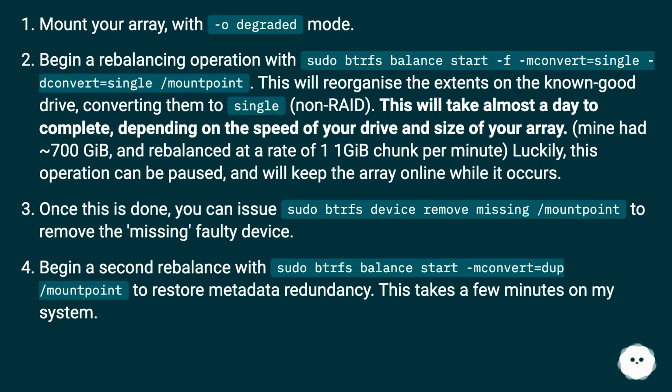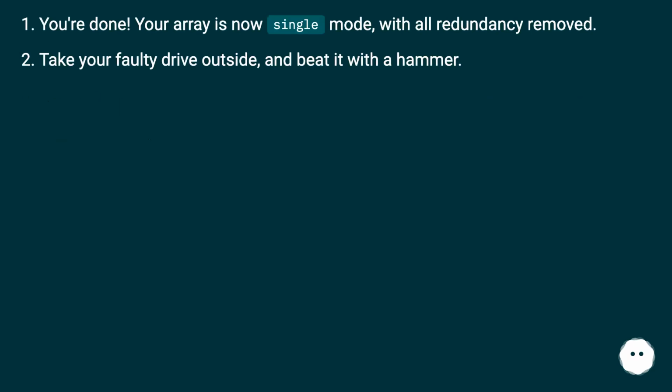Begin a second rebalance with sudo btrfs balance start -mconvert=dup /mount point, to restore metadata redundancy. This takes a few minutes on my system. You're done. Your array is now single mode, with all redundancy removed. Take your faulty drive outside, and beat it with a hammer.